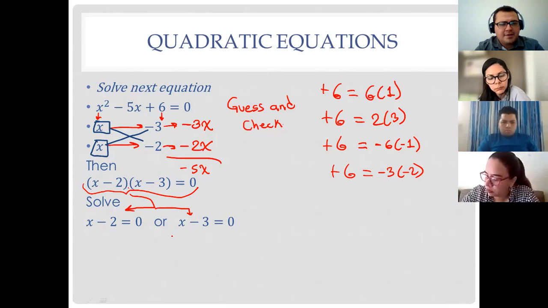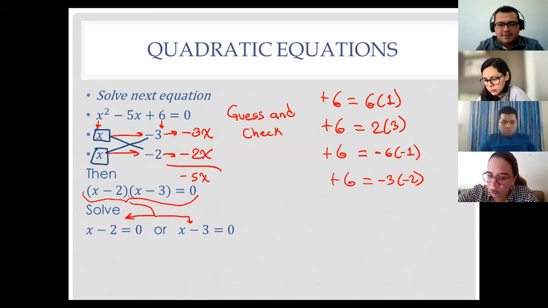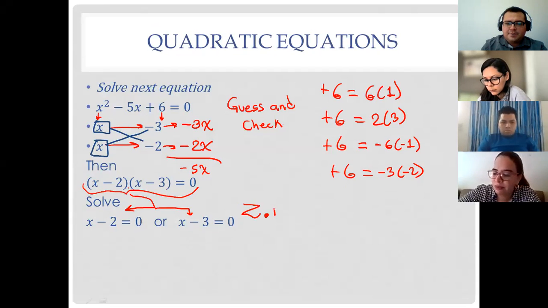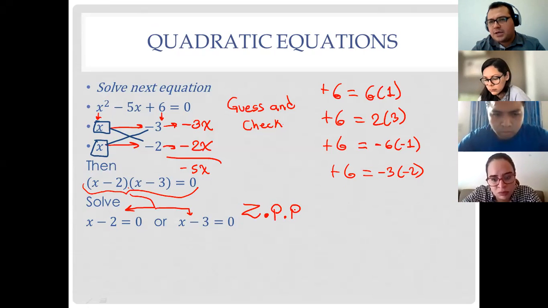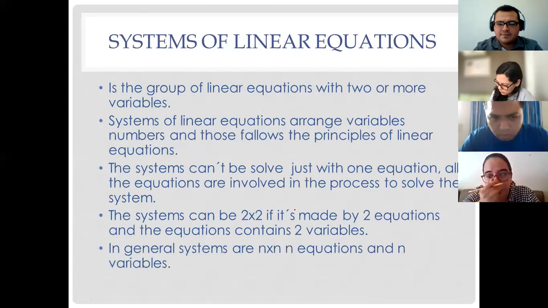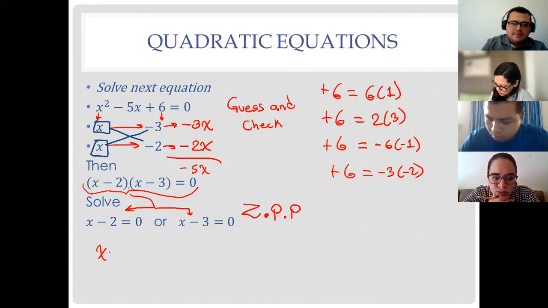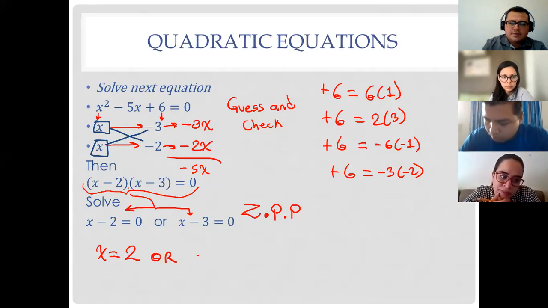What was the name of the property? The zero product property, okay? They call it the zero product property. There you have it. By the zero product property, you convert your exercise, which at the beginning was working with x to the second power, a quadratic equation, into two linear equations that can be solved just by passing terms to the other side. I think you know the solution. X equals 2 or x equals 3.